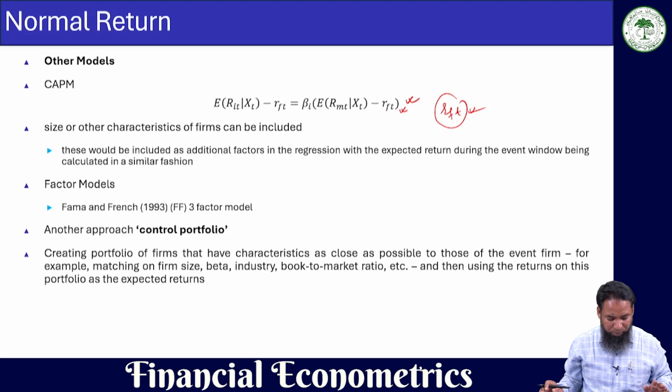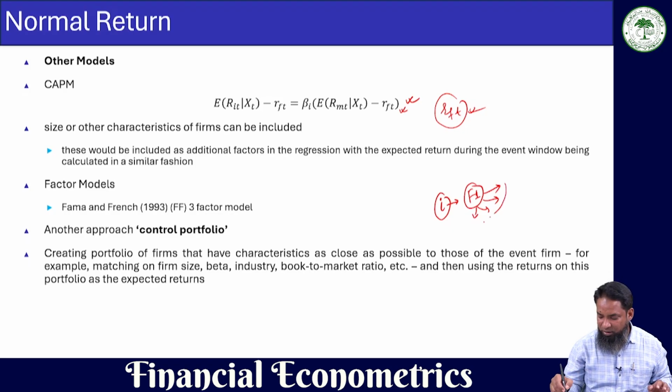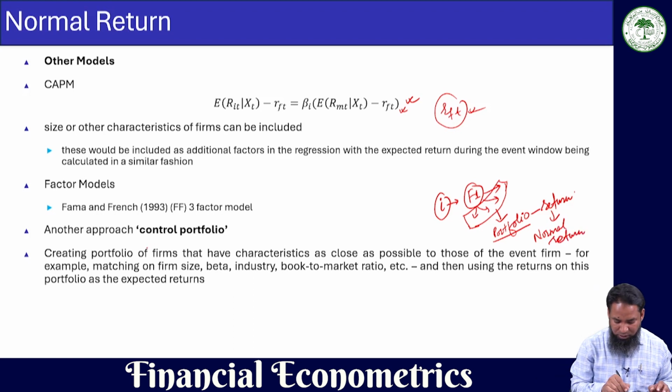Then another approach is the control portfolio approach. Basically, in the control portfolio approach, let us say we want to examine the impact of an event on asset i, which belongs to a particular firm, let us say firm 1. Then we find similar firms. This similarity could be based on capital, on the size of the firm, on the beta, or on the similar industry. Any criteria can be used to find similar firms which might not have been affected by that particular event, and then we make them a portfolio. Then we calculate the return of this portfolio, and this return we treat as the normal return. So this approach is known as the control portfolio.